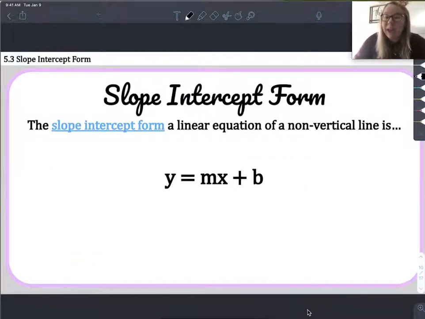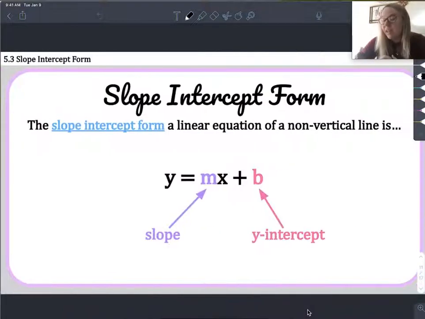looking here at slope-intercept form. The idea is we are taking f of x and replacing it with y. So the slope-intercept form of a non-vertical line is y is equal to mx plus b. m is your slope and b is your y-intercept.